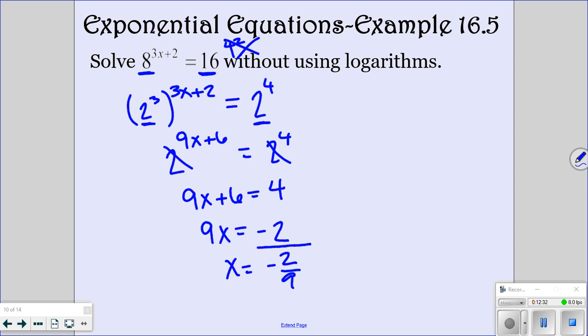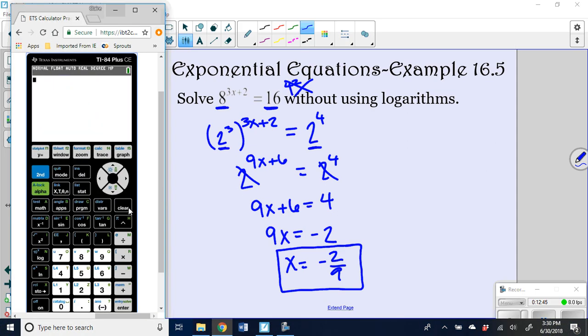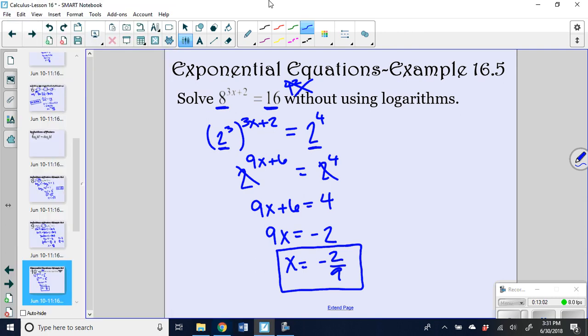And you don't have to check this one to make sure that it makes it positive or anything, because that doesn't matter. You can check this on the calculator, and I'll show you how real quick. So you can do 8 and then 2 and we're doing 3, and our x is negative 2/9, and then plus 2, and that should equal 16, and it does. So that's how you can check and make sure your answer works. Just plug it into the equation.